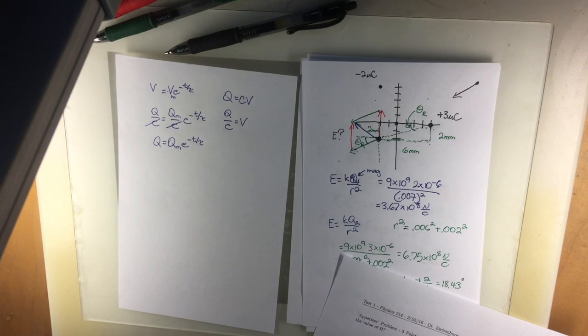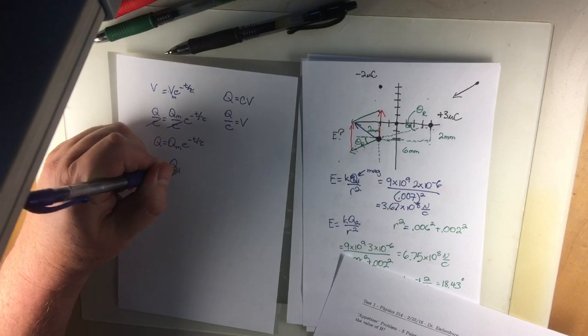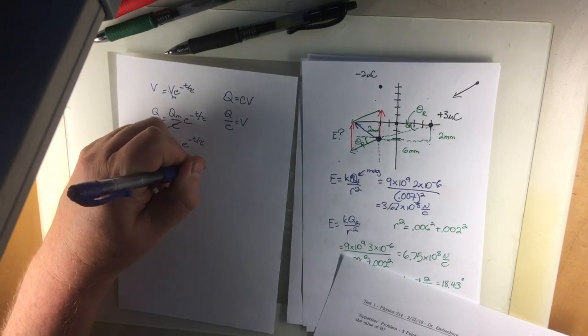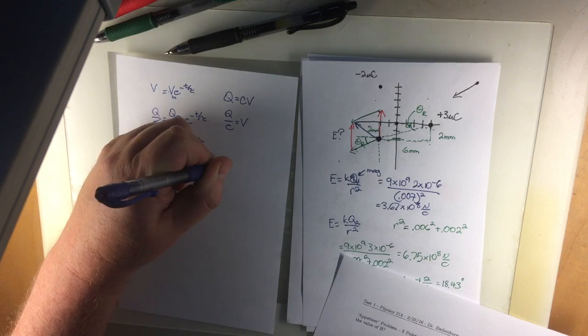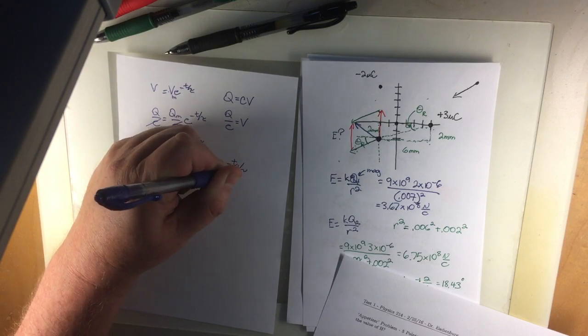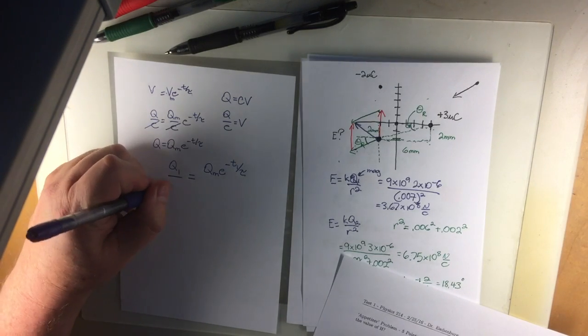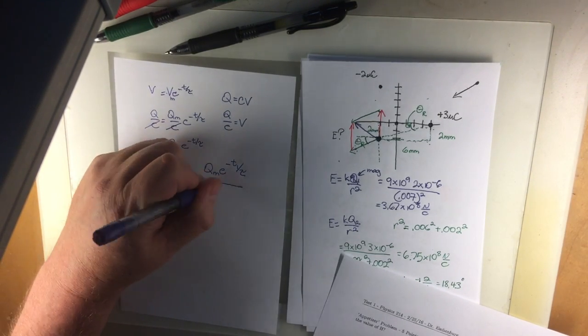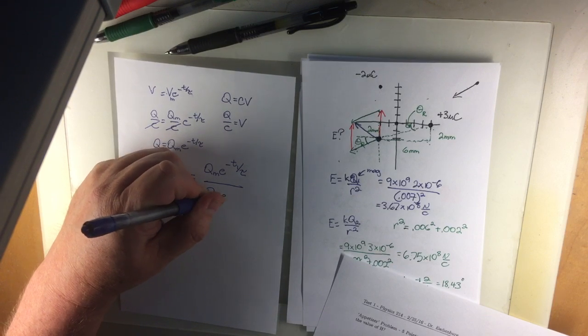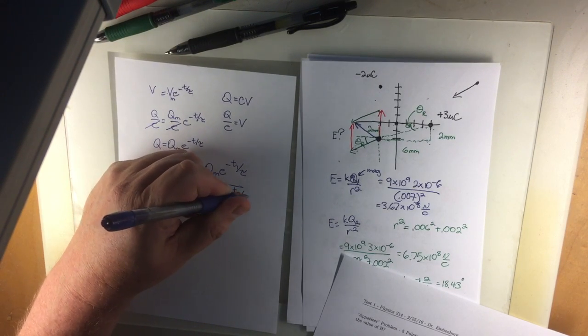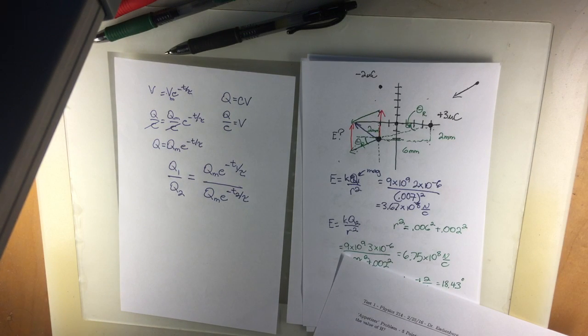I intentionally was being a jerk to the class and did not give them the maximum charge. I just said, no, I'm not giving it to you. So what you do have is Q1 is equal to Qmax e to the negative t1 over tau, where tau is RC. I gave you the R, I didn't give you the C. And then what I did is I divided it by Q2, which again is Qmax e to the negative t2 over tau.